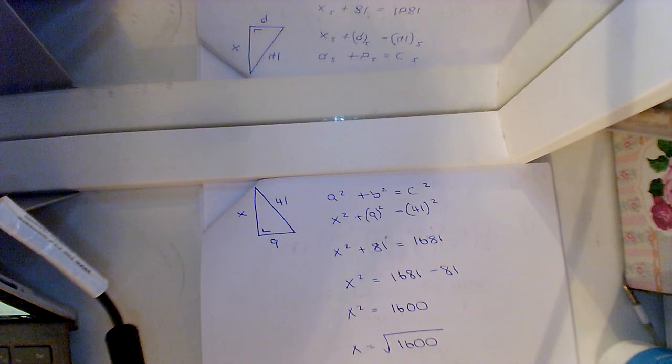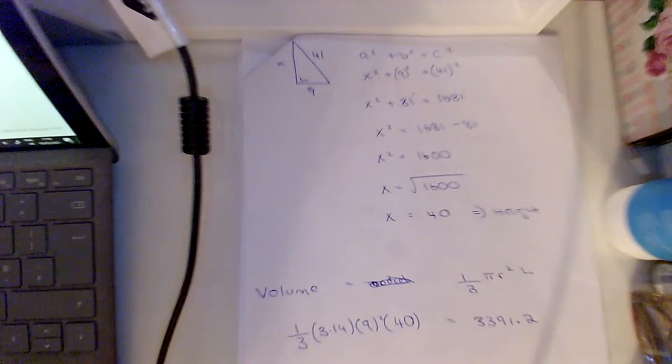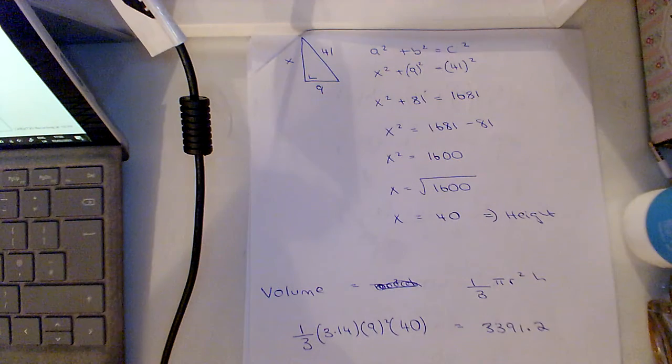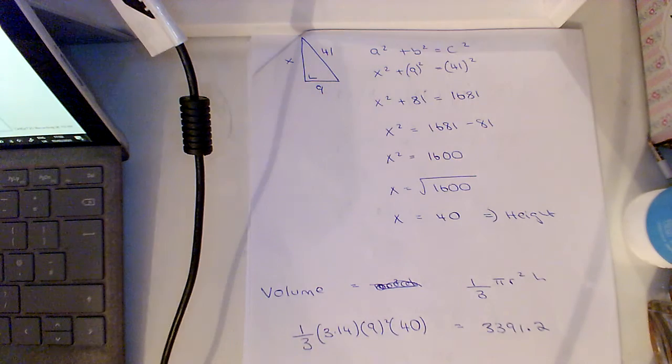X squared then is equal to 1681, take away my 81, and I get x squared is equal to 1600. I want to get x on its own, so I'm going to get the square root, and I'll get x is equal to 40. That's my height. So we've just found out my height. Now I can go off and fill in my volume formula. So r squared h. So I have 1 over 3 bracket 3.14, my radius is 9 to be squared, my height is 40, and I get my answer to be 3391.2. Now I have part C.